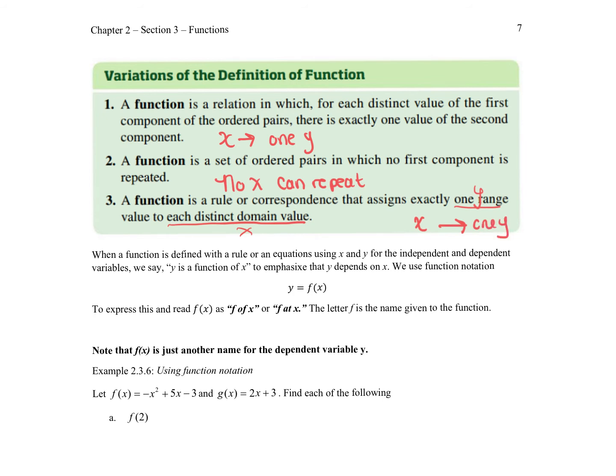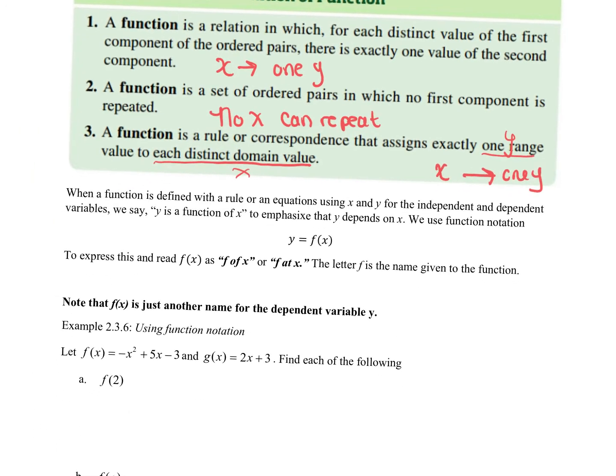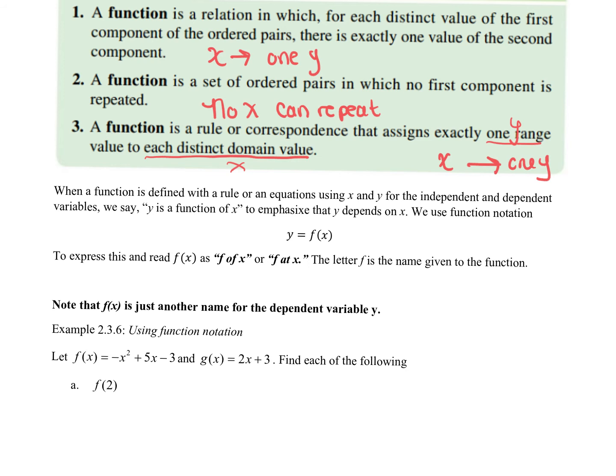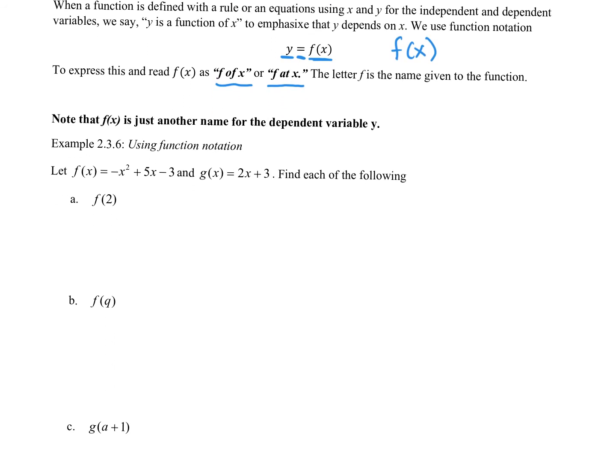When we talk about functions, instead of writing y equals or x equals, we often use what's called function notation, and we write y equals f of x. This statement, f of x, is read f of x or f at x. We're going to use function notation to evaluate. Letter A wants me to do f of 2. So I need to go to the f function, and the f function says f of something equals negative something squared plus 5 times something minus 3.